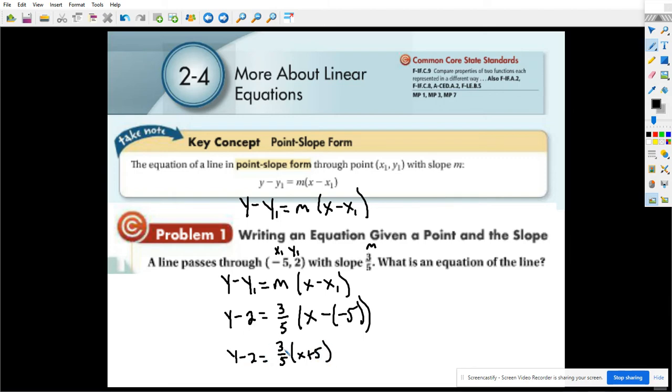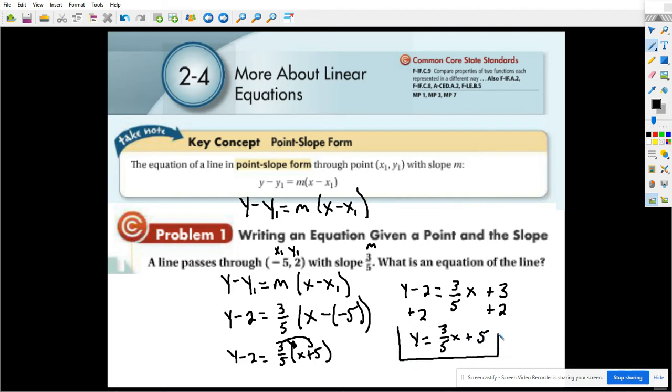And now to put it in slope-intercept form, it's just 2 steps. I would distribute. I'm going to work over here so you can see: y minus 2 equals 3/5 times x is 3/5x. Leave it as a fraction because, again, our slope is rise over run. And then 3/5 times 5, if you multiply those two together, gives me just a +3. So now to get y by itself, I'm going to add 2 to both sides, and y equals 3/5x plus 5. So this would be my final answer. And again, that's when you are given a point and given a slope. You just plug it into that formula.